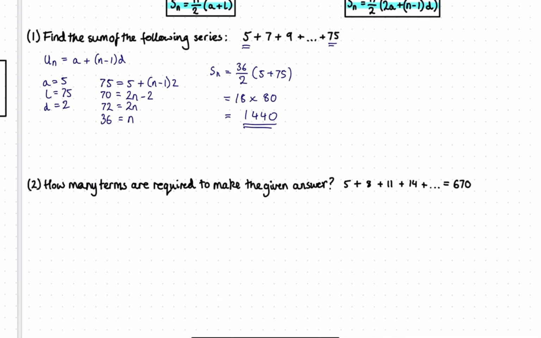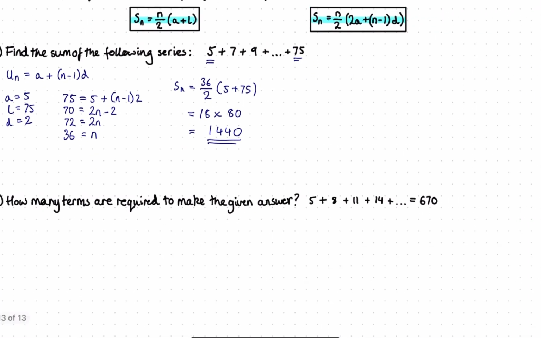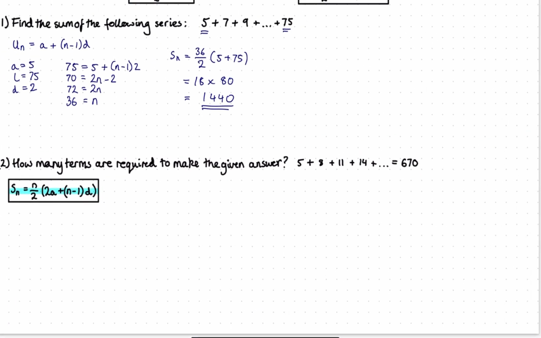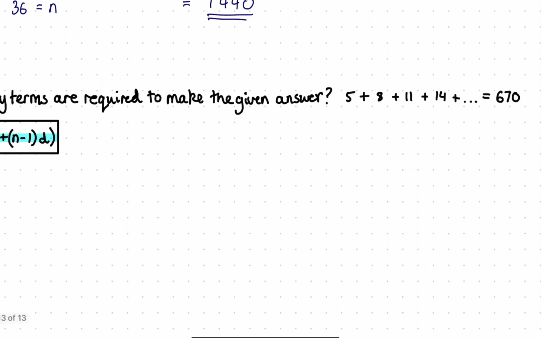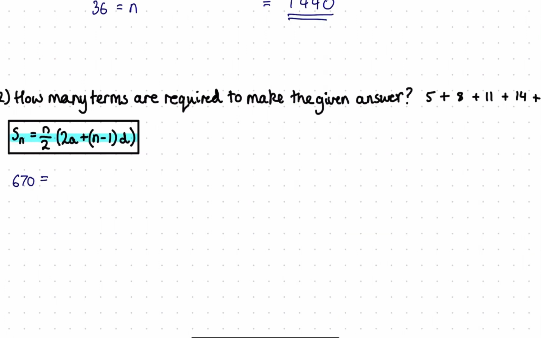Okay, so the next one is slightly more complicated, and we're going to be using our other formula here. So the question is, how many terms are required to make the given answer? So we have this sequence, 5, add 8, add 11, add 14, and apparently any number of these will add up to 670. And we need to find out how many exactly do that. So the first thing we want to do is put what we know into an equation. So we get 670 is equal to, and we want to work out what n is. So we've got n over 2 there, 2a is 10, add n minus 1, and the difference is 3. And all we need to do is work out what n is. So we need to solve this equation for n.